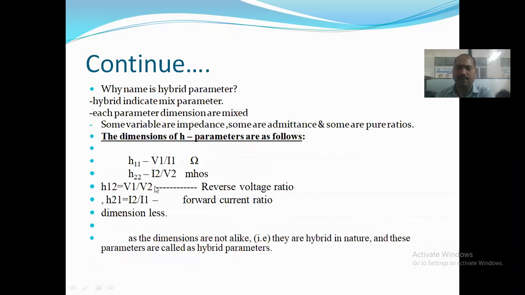Note that any ratio should be in the form of output divided by input, that is v2 divided by v1. If it is opposite, that is v1 upon v2, it is input divided by output, so it should be called a reverse voltage ratio, right?